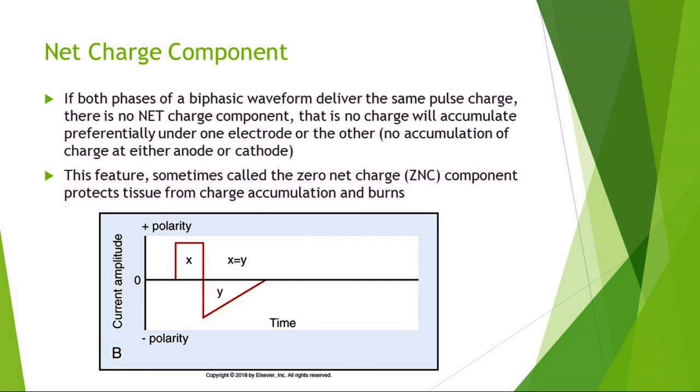So if both phases of a biphasic waveform give you the same charge, then there's no net charge component. No charge will accumulate under one electrode or the other. And that's what we want. We don't want accumulation of charge, except in direct current. This feature is sometimes called the zero net charge component, and it protects our tissue from charge accumulation and burns.